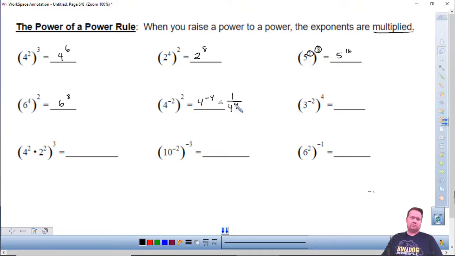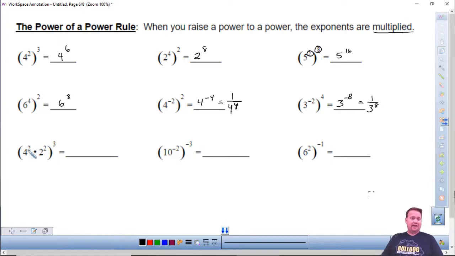Now, if we need to expand that out and call that whatever it's going to be worth, we can. But usually it's enough to write this with an exponent rule. So 3 to the negative 2 raised to the 4 becomes 3 to the negative 8, but we're not going to leave it that way. We'll just call it 1 over 3 to the 8.